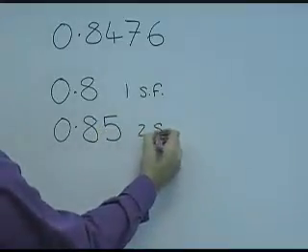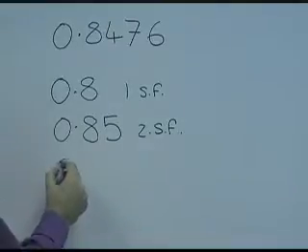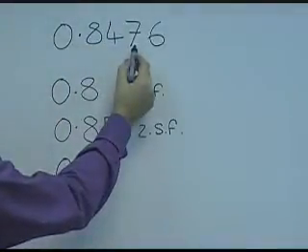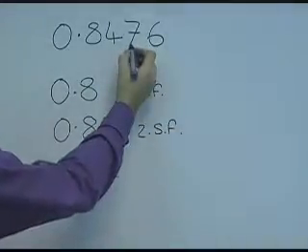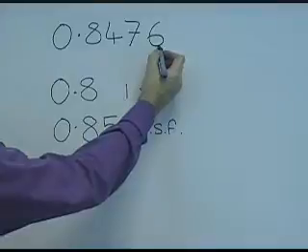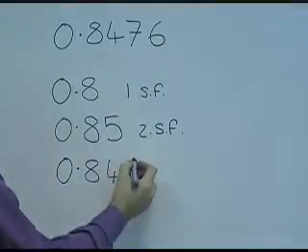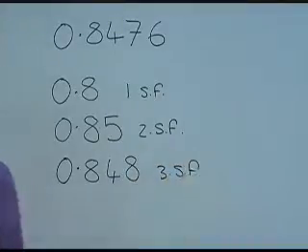That's two significant figures. Now I can round it to three significant figures. So it's going to start the same, 0. And this is the third significant figure. So it's going to be 8, 4. And this 7, will this 7 change or not? The next number, 6, is 5 or larger, and therefore the 7 becomes an 8. That's three significant figures.